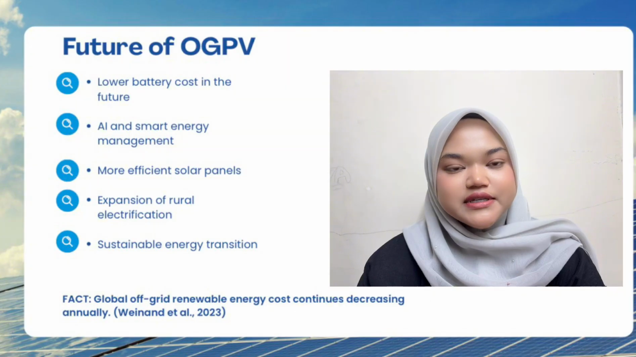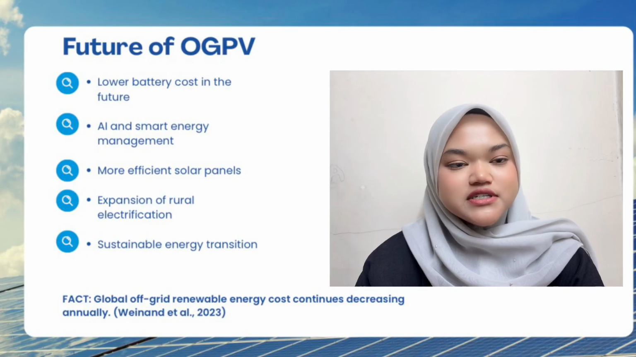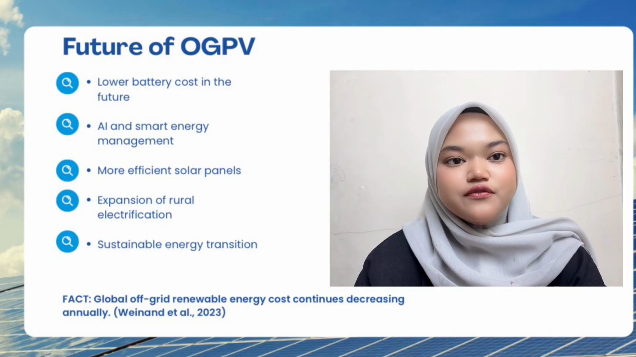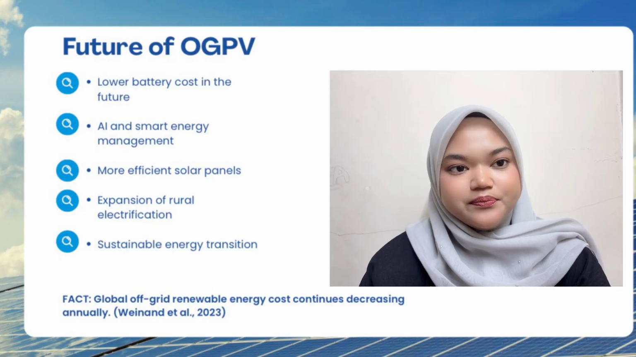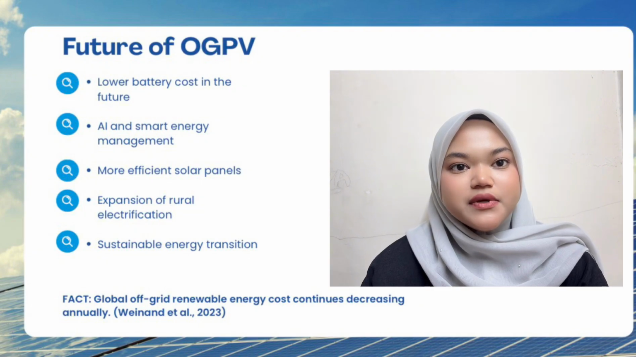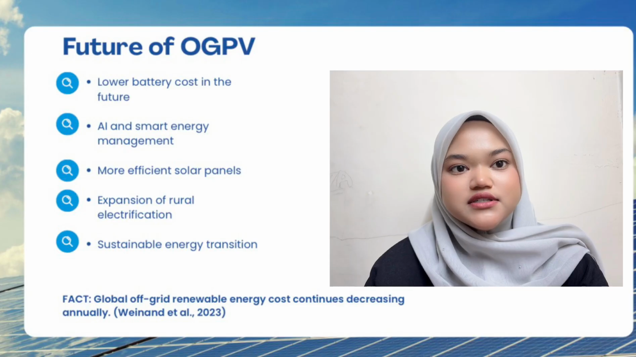B1323100596. For the future of OGPV system, battery costs are expected to decrease further, making the system cheaper and more accessible. AI and smart energy management are also expected to improve system efficiency. In addition, future solar panels will become more efficient in generating electricity. OGPV systems are expected to support rural electrification and contribute to the global transition towards sustainable energy.